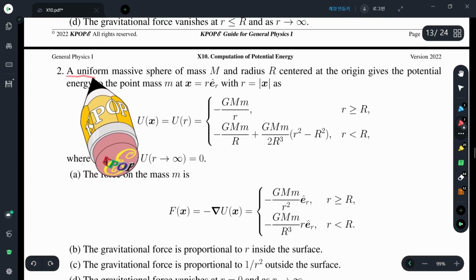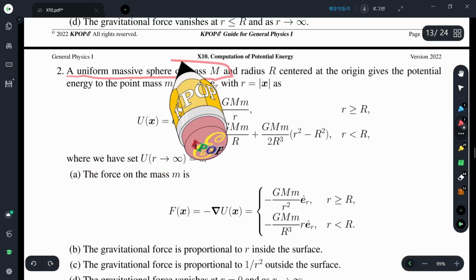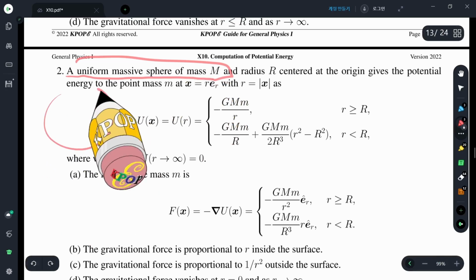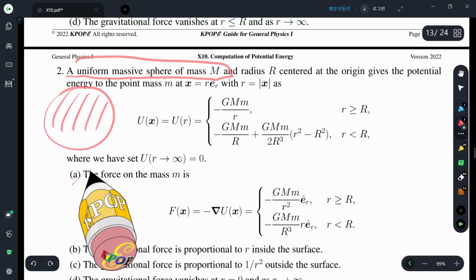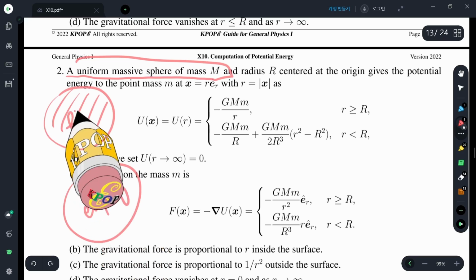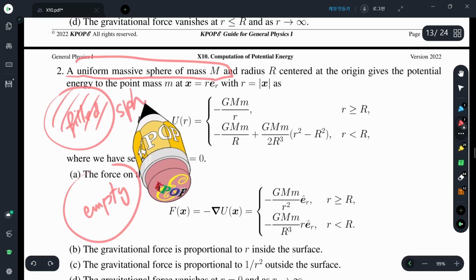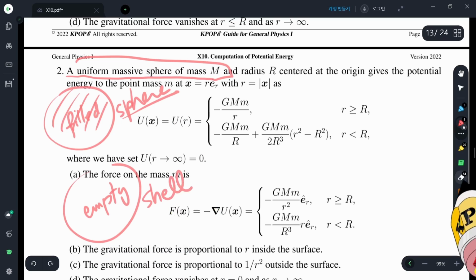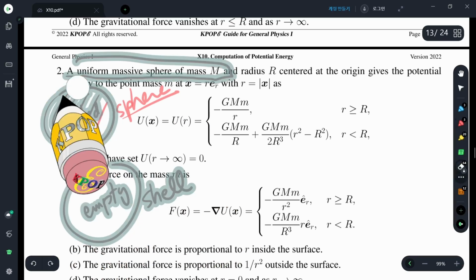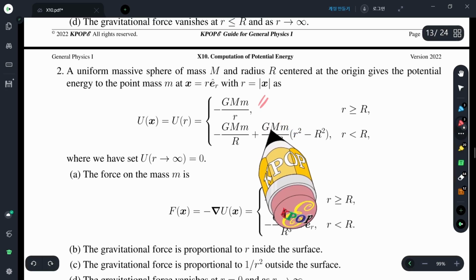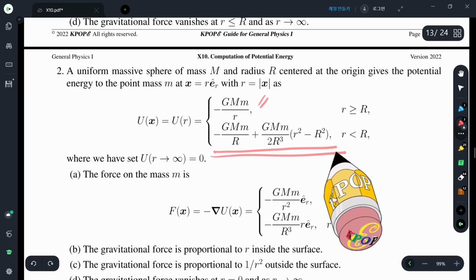One step further. Let's consider a uniform massive sphere of mass m. Sphere means it is filled, while a shell is empty inside. In that case, the potential energy outside is always the same, but inside is a little bit different.